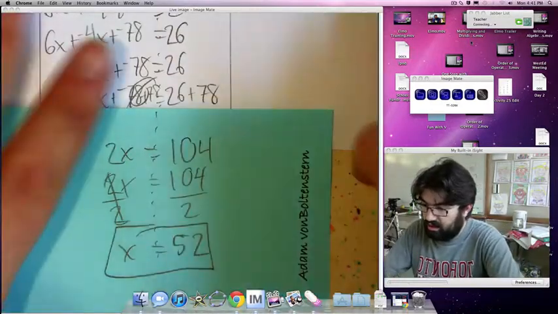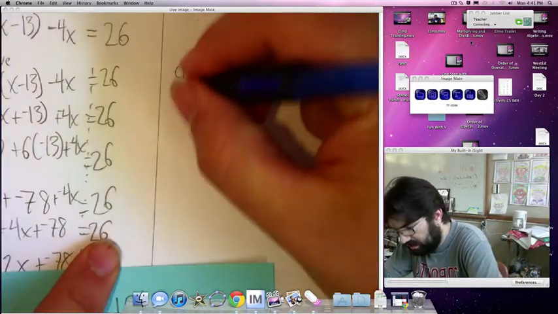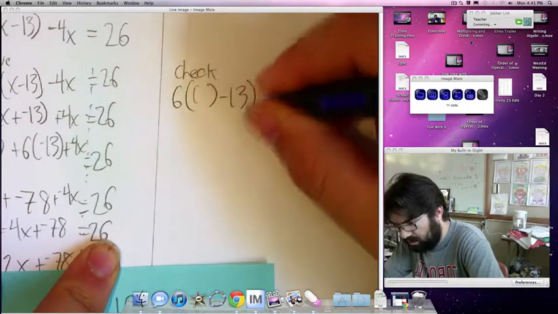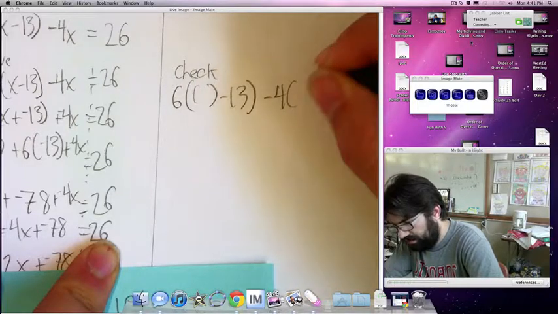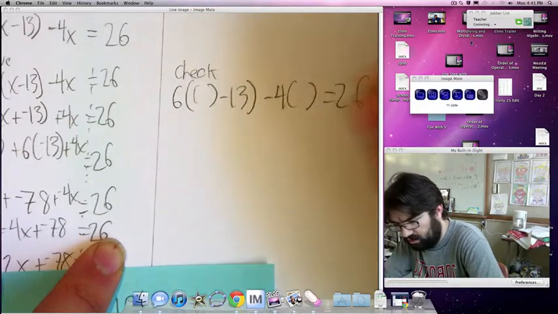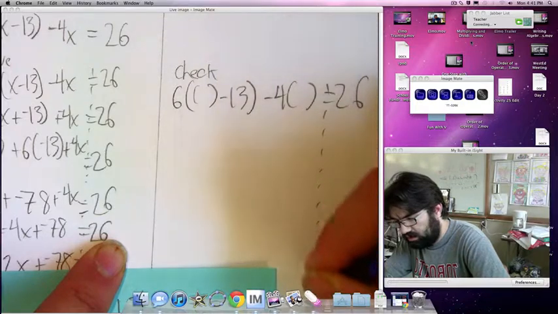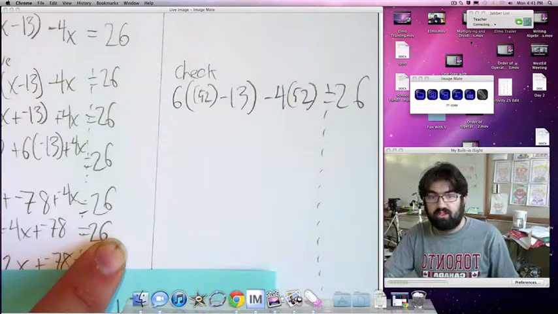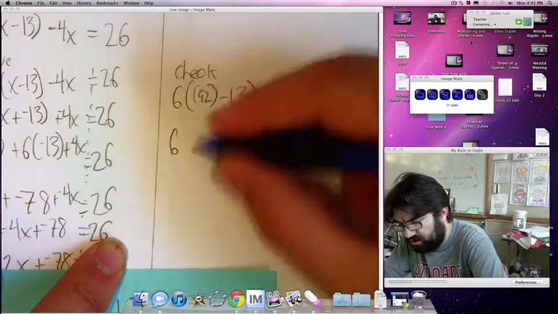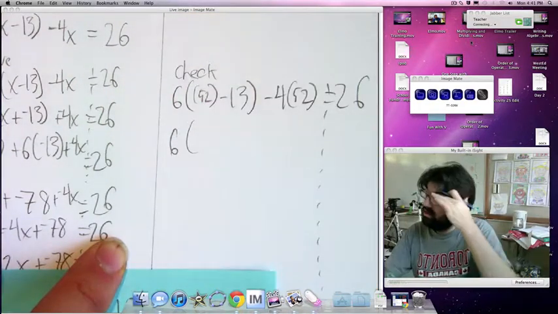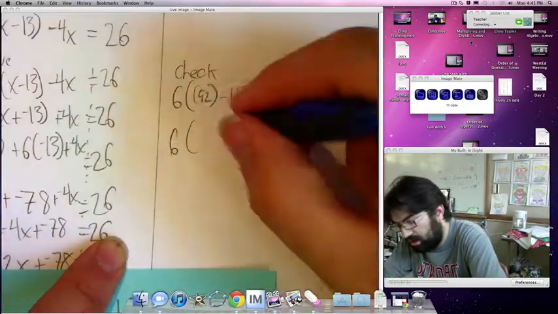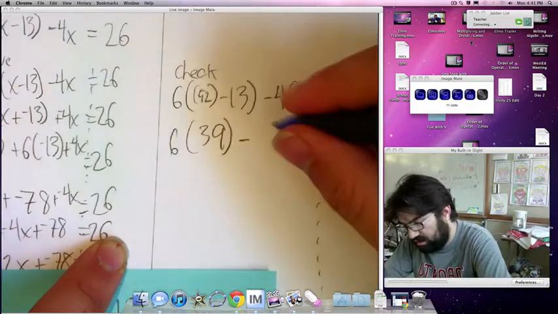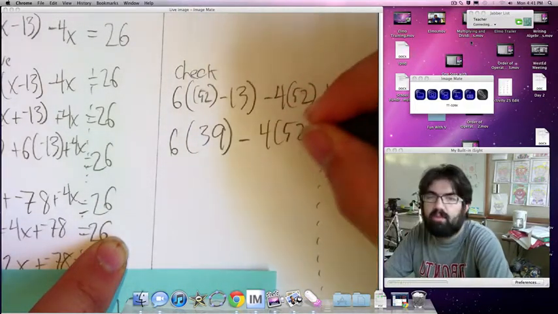Let's check. 6 times some number minus 13 minus 4 times that same number is equal to 26. I'm going to plug 52 in and check my answer. Parentheses first, 52 minus 13 is 39. Minus 4 times 52. We'll do both the multiplying parts at the same time.